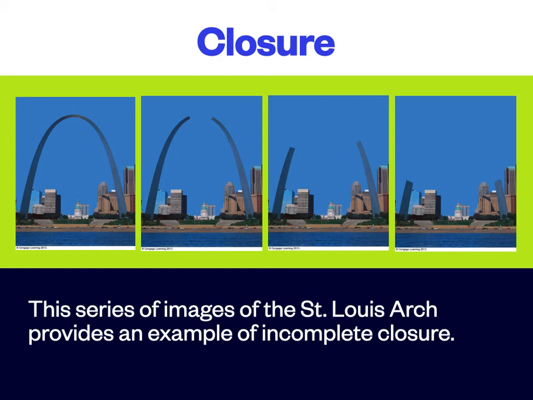Next, let's talk about closure. So closure is exactly how it sounds. It literally refers to the condition of being closed. But in this situation, it's more about how your eye wants to visually close something that may not actually be closed, and therefore creating some tension and visual interest. Look at the series here of the St. Louis Arc and how your eye wants to put that arc together. That is a great example of closure.